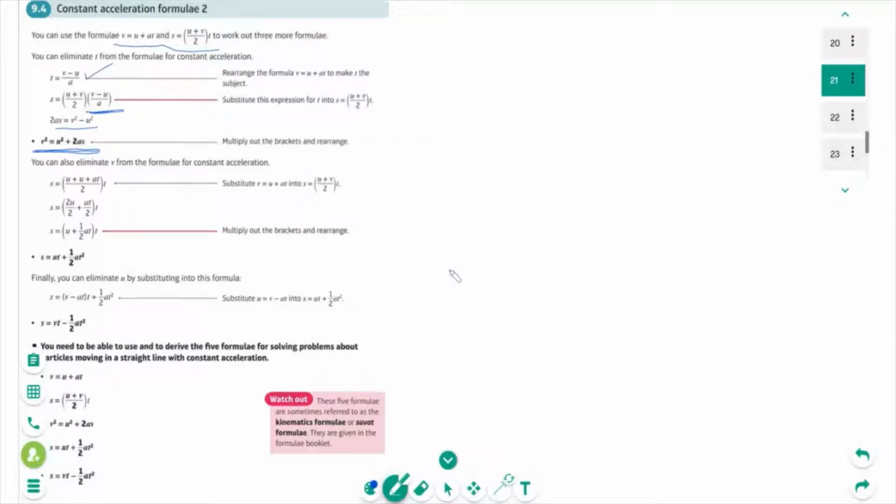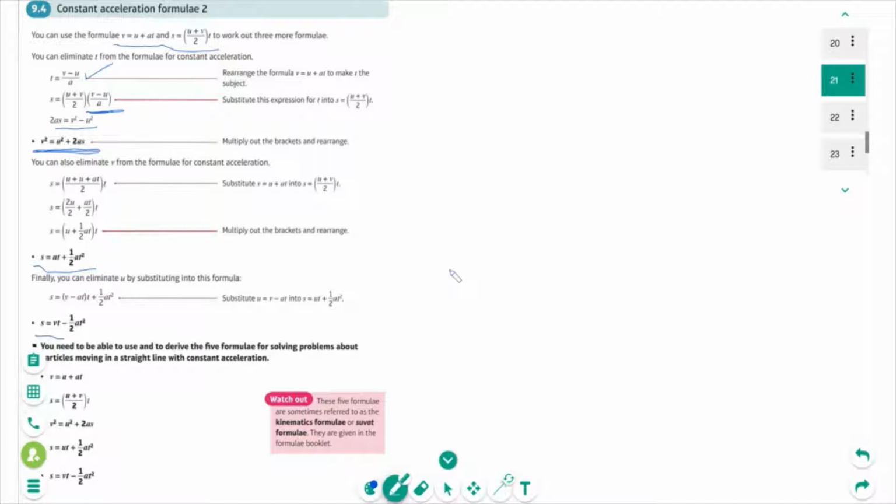Okay, so similarly, you can eliminate v. There's more algebra, and you can get another equation, s equals ut plus half at squared. This is an equation that does not involve v. So if you don't know what v is, you can solve a problem using that. Similarly, with more algebra, you get this.